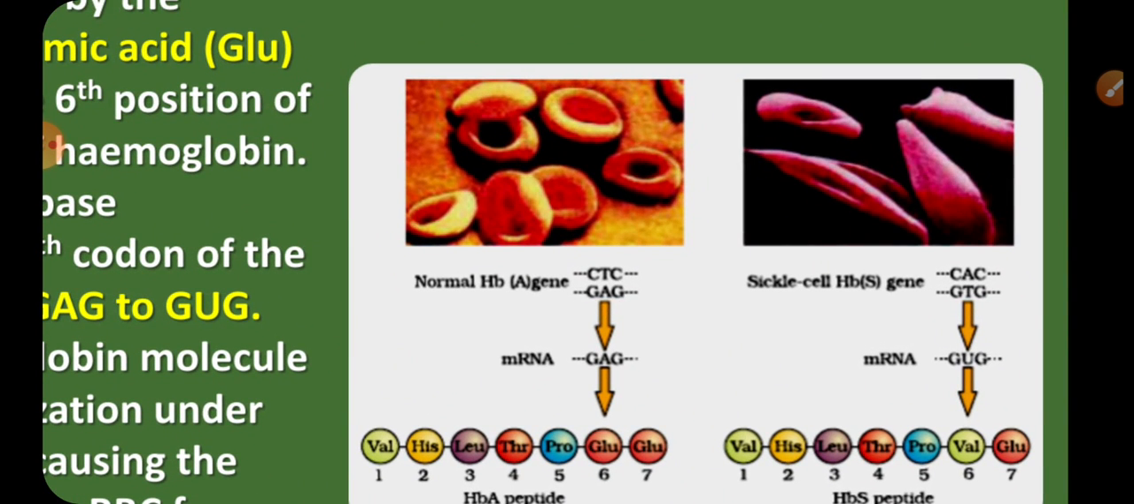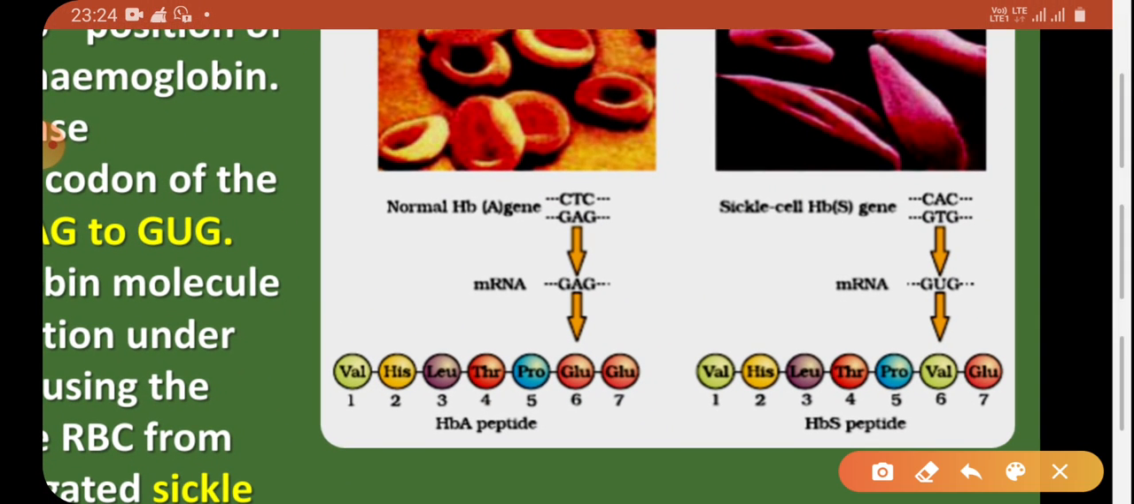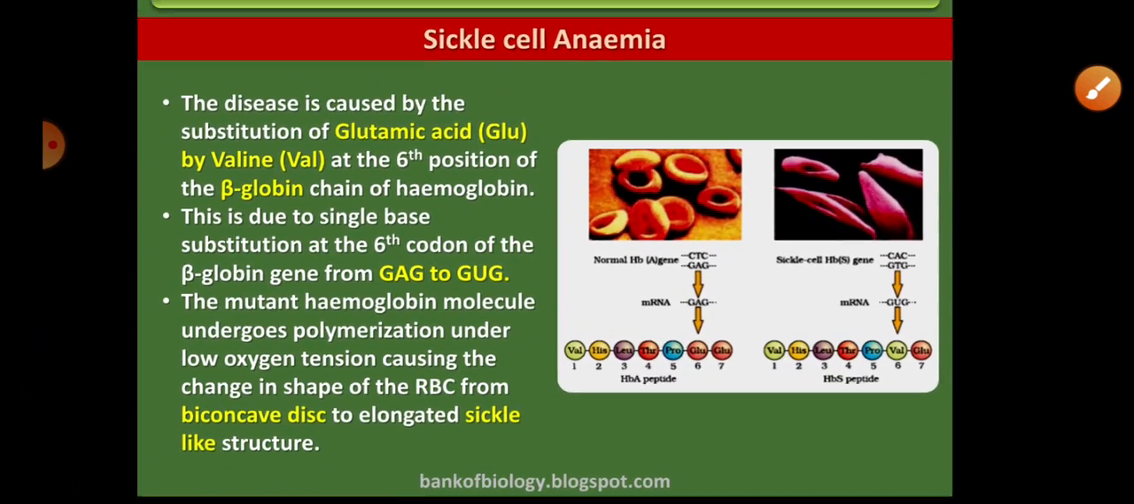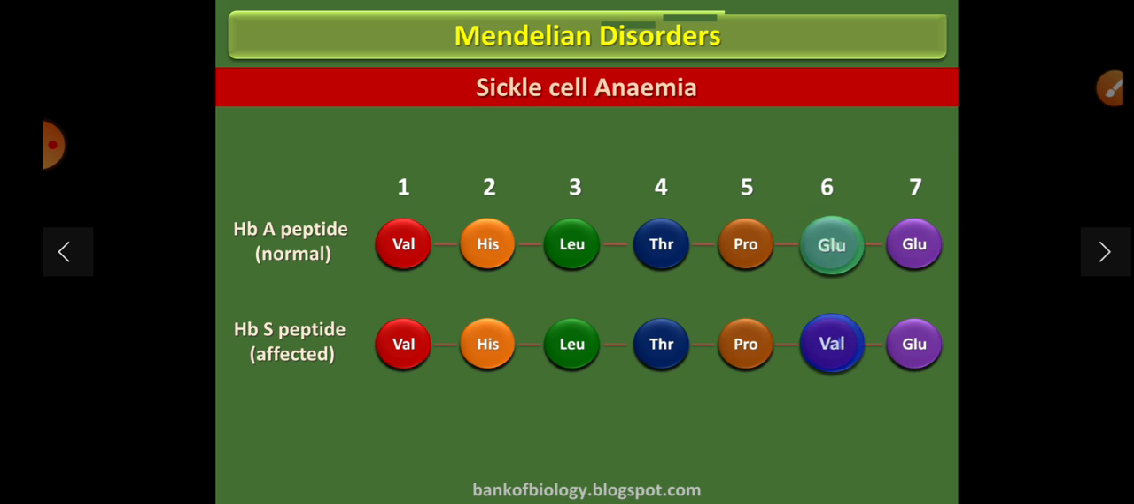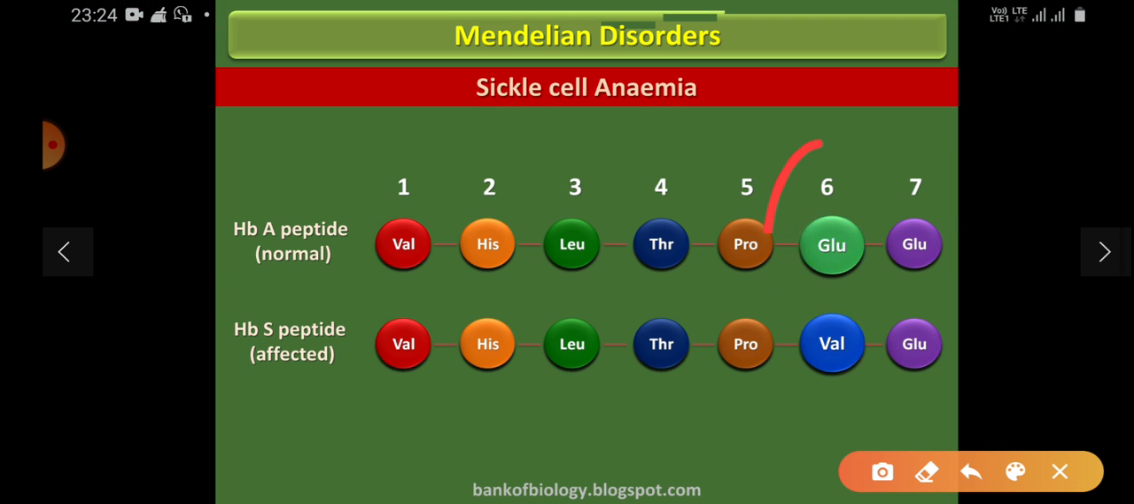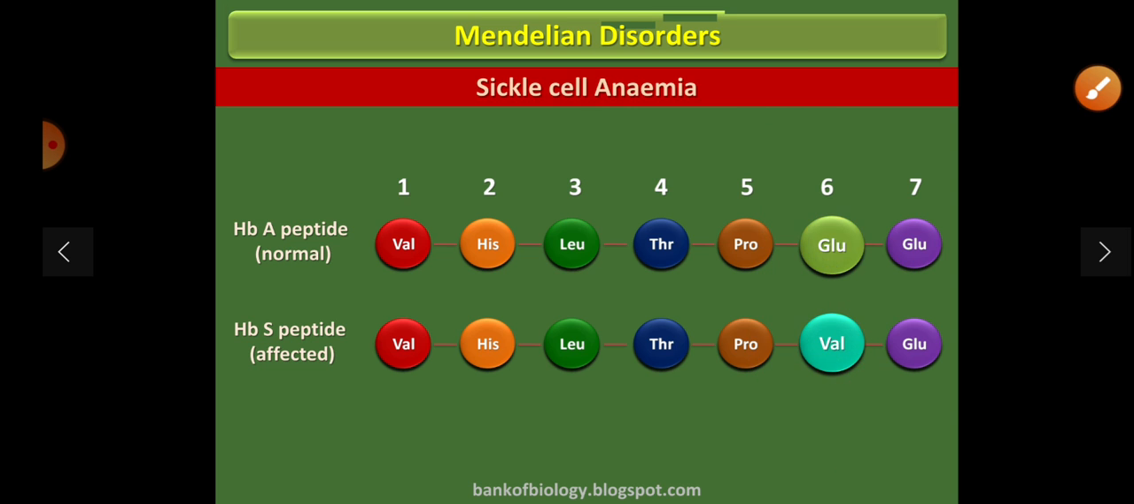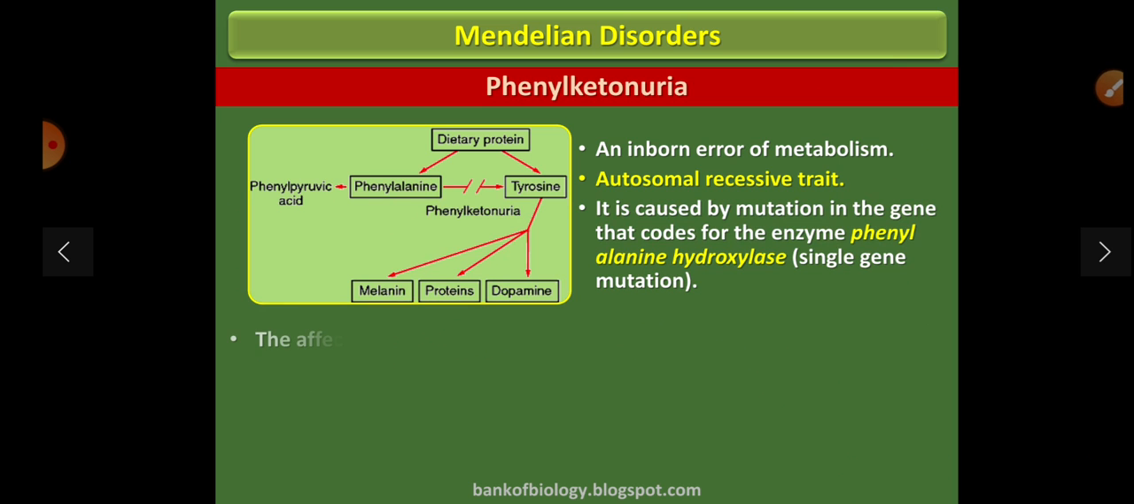Here we can see this. This is the normal, that is, in the sixth position we have glutamic acid, whereas in this case, the glutamic acid is changed into valine, so it causes a change in the shape of hemoglobin and leads to sickle cell anemia. With the help of this diagram also we can see the change at the sixth position which leads to sickle cell anemia.